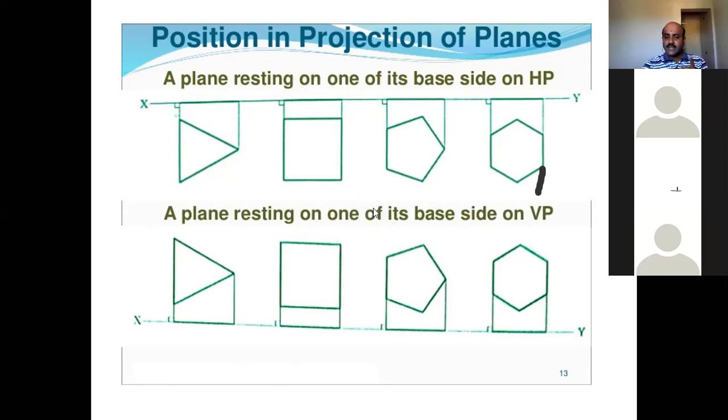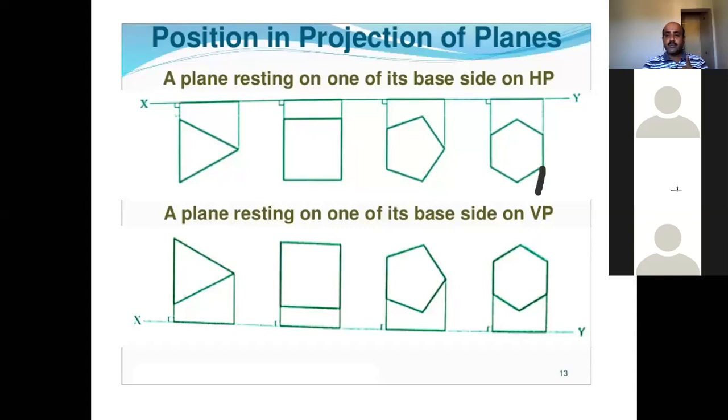Similarly, a plane resting on one of its base edges on VP. Again the XY line, and for VP you directly draw the triangle or lamina, the true shape and true size, in the vertical plane, such that the edge should come to your left. The edge should come to your left. So this is a very important thing. That's what I was talking about.